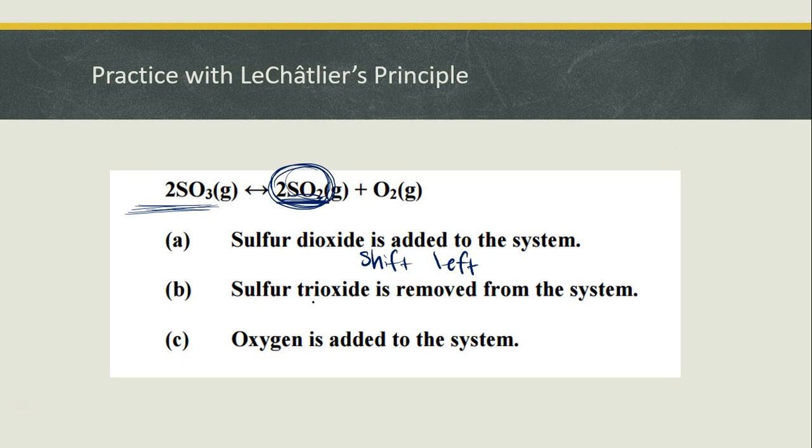Okay, what if sulfur trioxide is removed? That's this thing. What if we take this out? Well, then we need to make more of it. Which side is it on? Because that's where there's more of it. It's on the left. So yet again, we are shifting to the left. How funny is it that everything I've chosen shifts to the left?